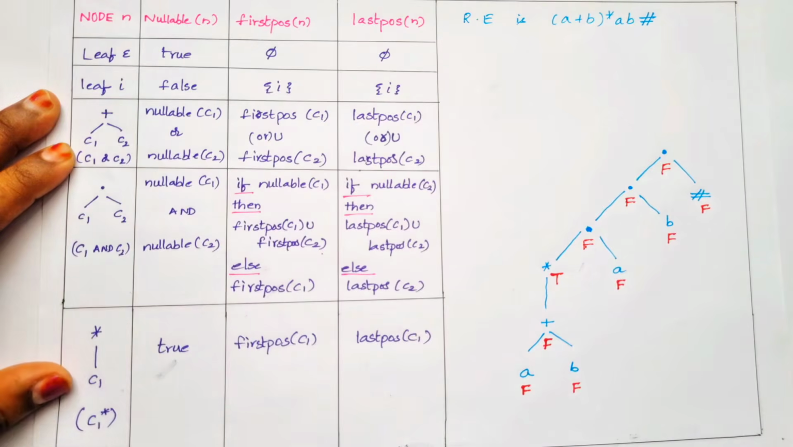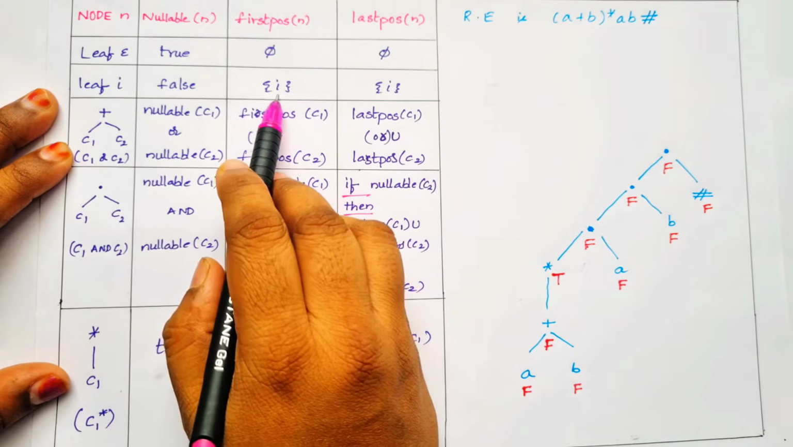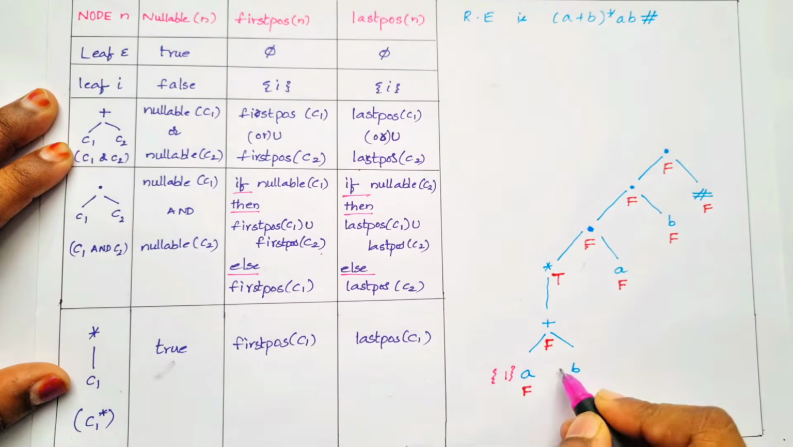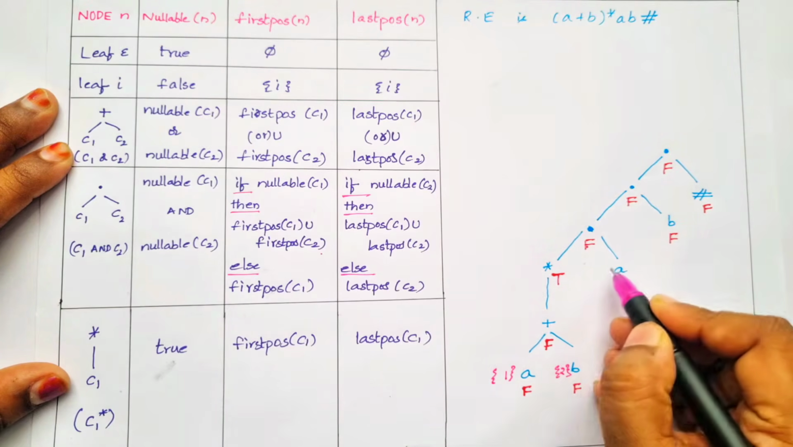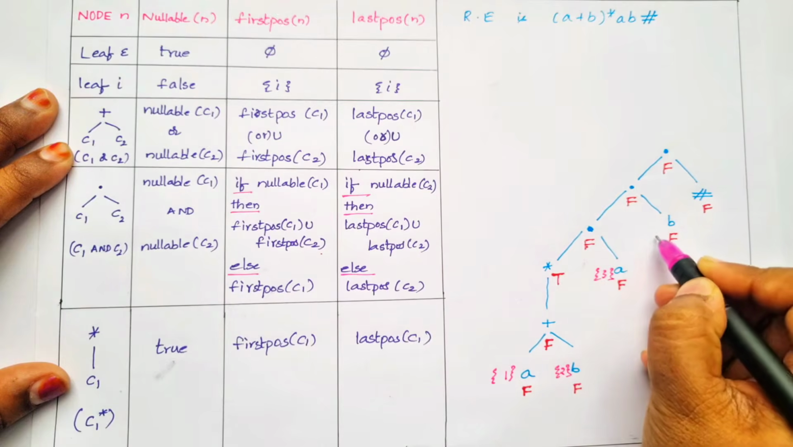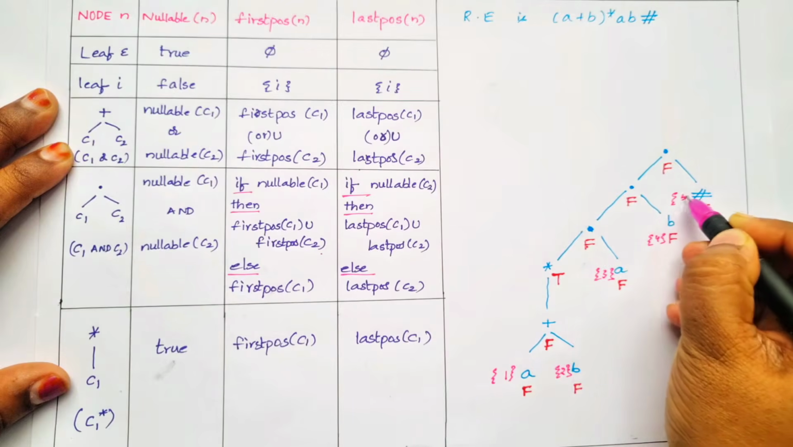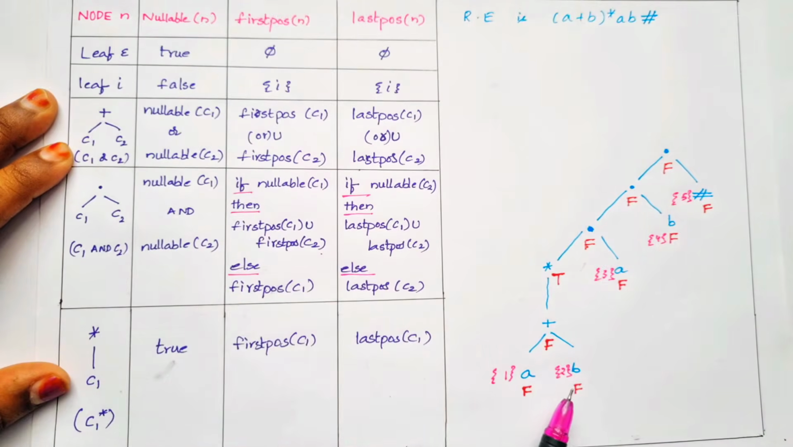Next, we shall see how to find out first position. Coming to the leaf nodes, the first position is the number itself. You can give the numbering: it is the first leaf node 1, and you need to write first position to the left side of the node. Coming to b, let us consider it as second leaf node, and next third leaf node, fourth, and then the last. This is how to find out first position for the leaf nodes.